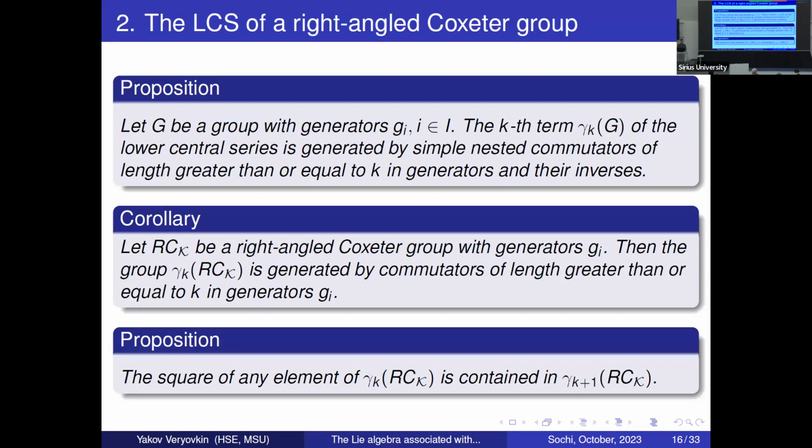Let G be a group with generators g_i. By the theorem, gamma_k of the lower central series is generated by simple nested commutators of length greater than or equal to k in generators and their inverses. Let RCK be a right-angled Coxeter group with generators g_i. Then the group gamma_k is generated by commutators of length greater than or equal to k in the generators g_i.